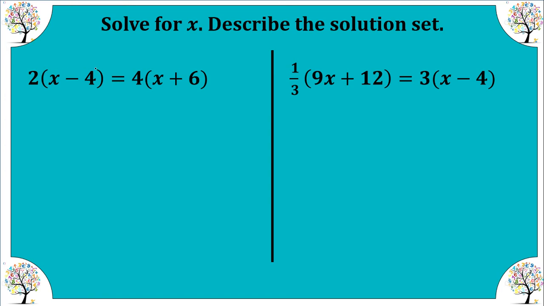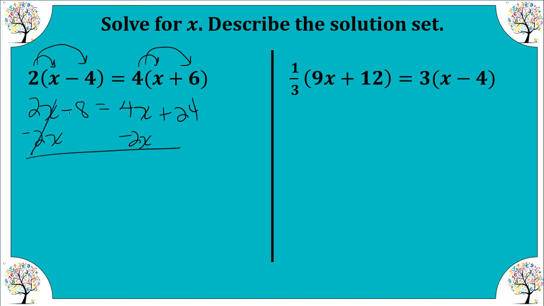Okay, in this problem, we need to distribute on the left and on the right. And just remember, you can pause the video at any time. So we're going to distribute the 2 and get 2x minus 8 equals, we're going to distribute the 4 and we're going to get 4x plus 24. We have variables on the left and the right.